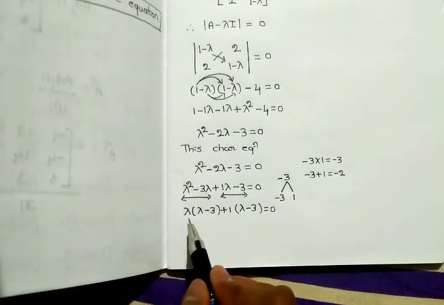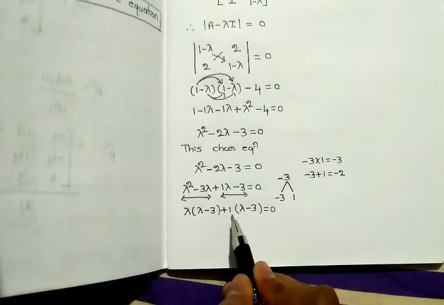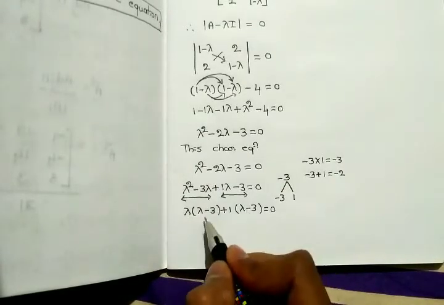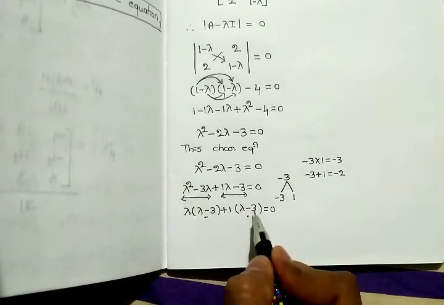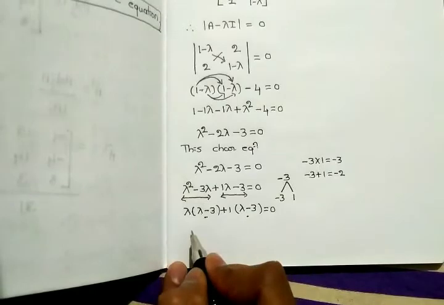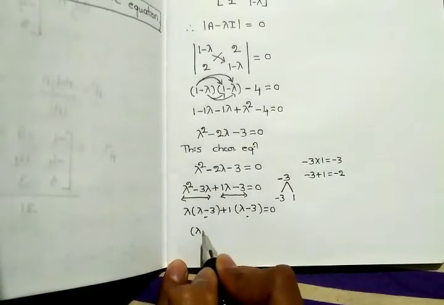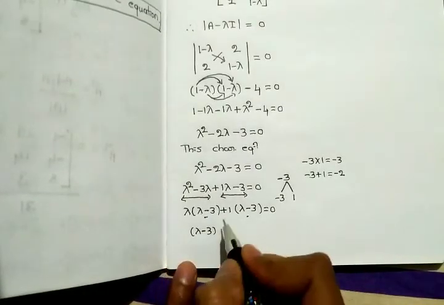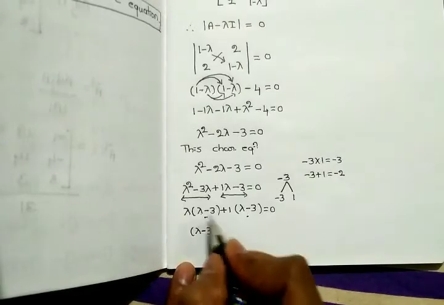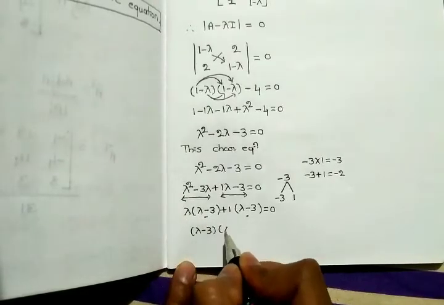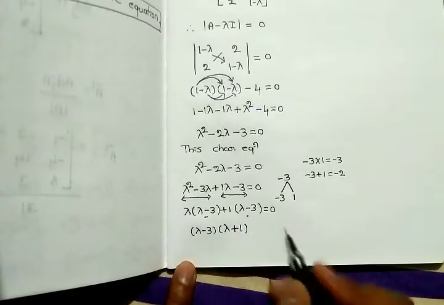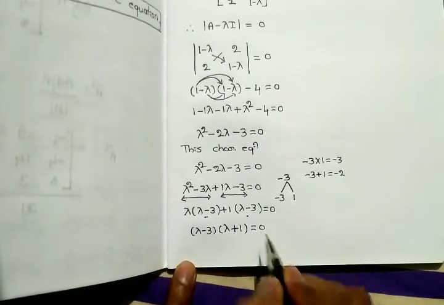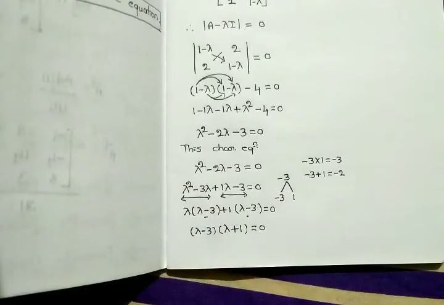So next, this is the first term, this is the second term. In these two terms, which term is common here? Lambda minus 3 is common. So I'm going to take lambda minus 3 outside. If I take lambda minus 3 outside, what is the remaining value here? Lambda plus 1 is equal to 0. Lambda minus 3 times lambda plus 1 equals 0.